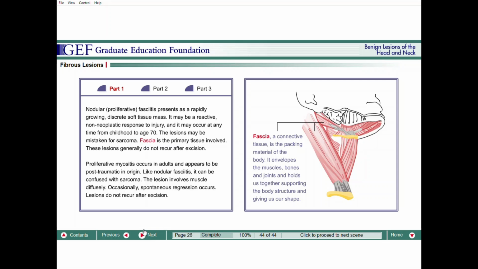Proliferative myositis occurs in adults and appears to be post-traumatic in origin. Like nodular fasciitis, it can be confused with sarcoma. The lesion involves muscle diffusely. Occasionally, spontaneous regression occurs. Lesions do not recur after excision.